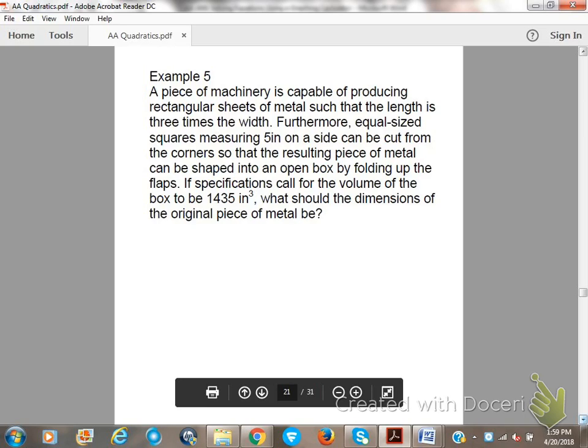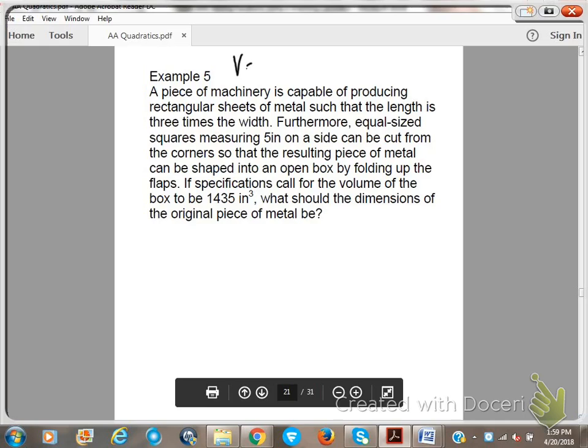What's one thing we know? Needs to be 1435. What does? Volume. The volume. Okay, so we're going to be talking about the volume of something, specifically the volume of a cube or a rectangular box. How do you find the volume of a rectangular box? Length times width times height. Thank you. So we know we're going to be dealing with volume equals length times width times height. And we know that the volume itself is going to be 1,435 inches cubed.